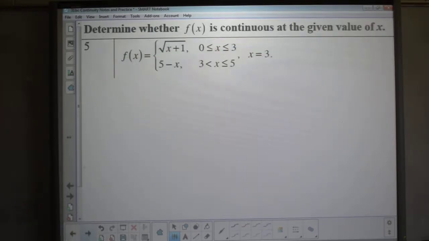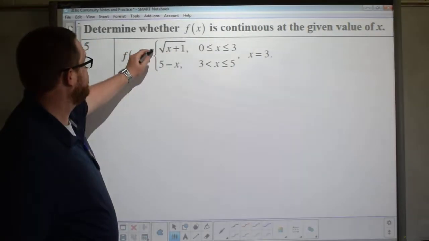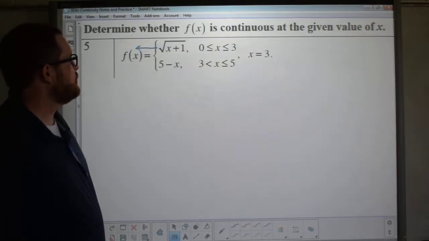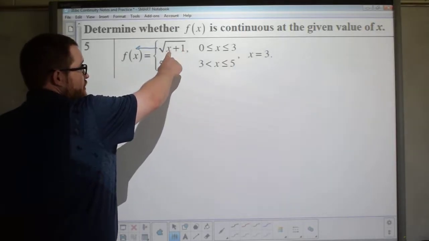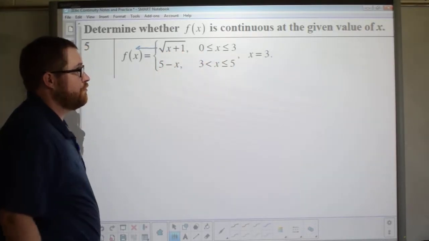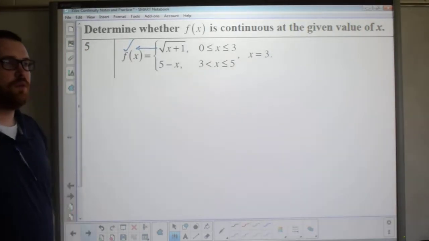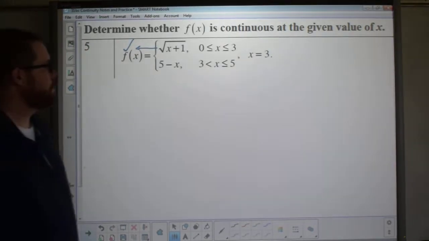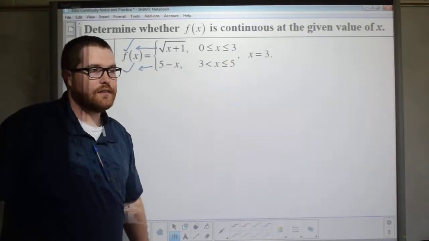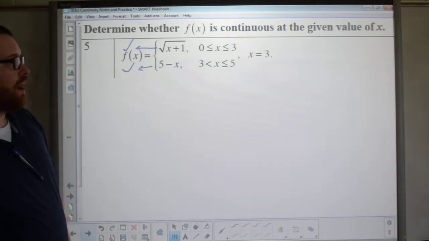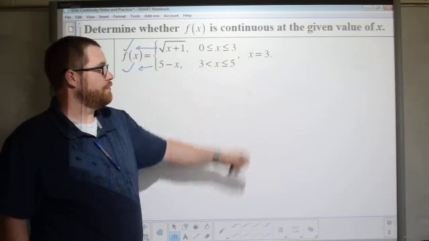Last example. Piecewise functions. Ask yourself, is that graph continuous between 0 and 3? Yeah. This graph, if you plug in 0, you get 1. If you plug in 3, you get 2. And it's continuous between those 2 points. You can take the square root of any number you want to between 0 and 4. Is this graph continuous? Yes, that's just a line. That line goes through y equals 5 and has a slope of -1. So it's continuous from 0 to 3, and it's continuous from 3 to 5.